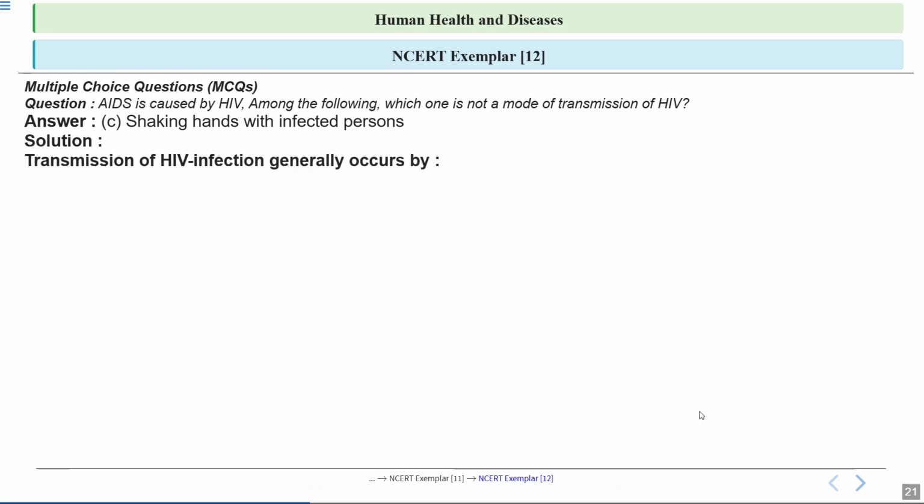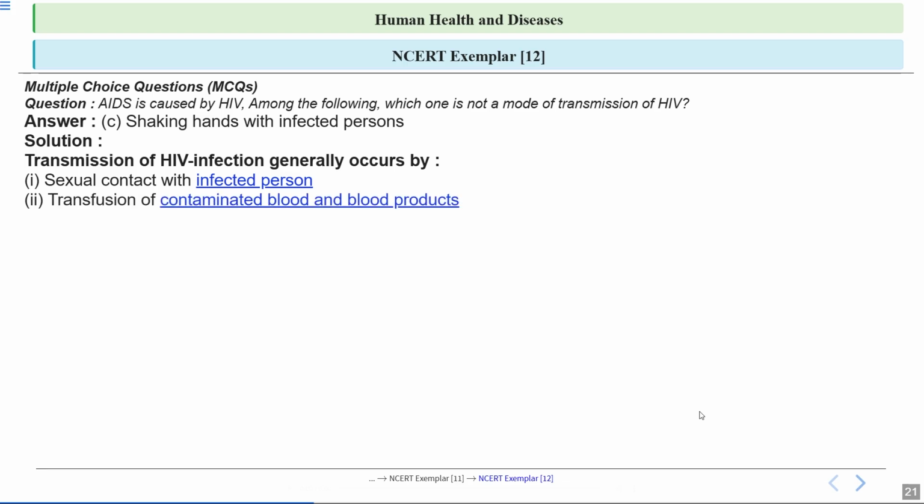Now let's talk about the transmission of HIV infection. It generally occurs, first, by sexual contact with an infected person. This includes unprotected sex, where the virus can pass through body fluids. Second is the transfusion of contaminated blood and blood products, which can also transmit the HIV virus. This is why blood is carefully screened in blood banks before donations.